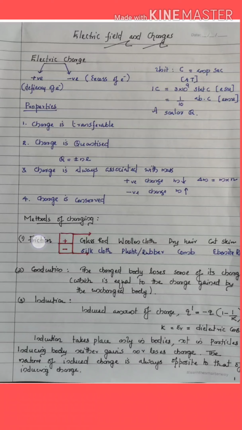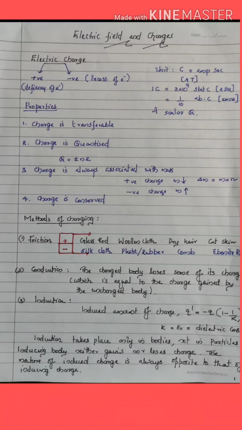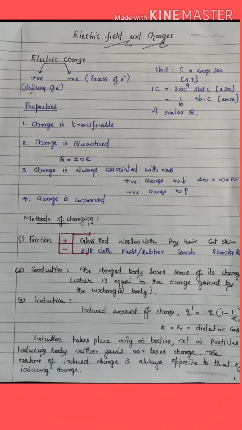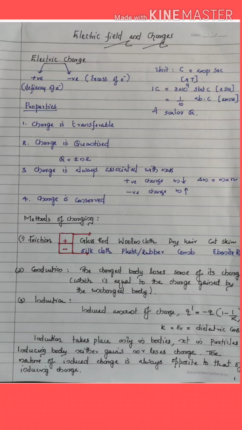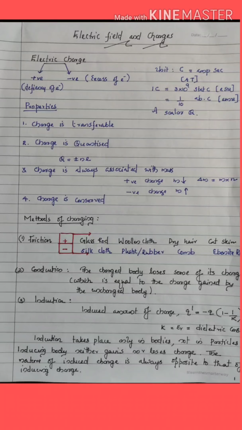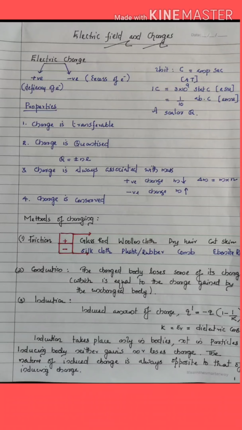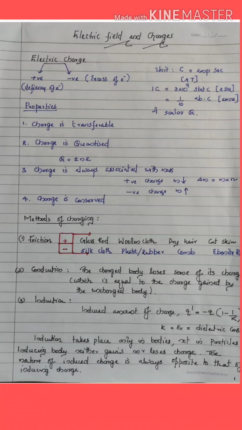There are 3 methods for charging a body. The first one is through friction. By rubbing one body with another, the electrons may transfer from the loosely bound one to the other body. So if you just take 2 objects, the glass rod and the silk cloth, we rub them together, the glass rod will lose its electrons and gain the positive charge, and the silk one gets the negative charge. It is a very important one. Look at the other examples too.